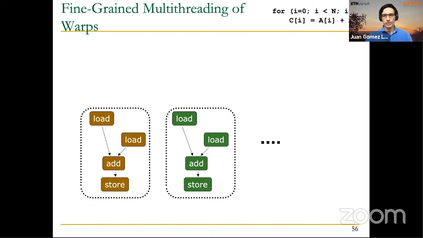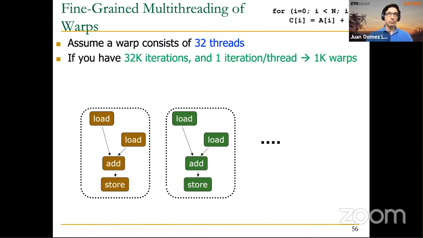And now we are going to see more in detail how these threads, when they are grouped into warps, are executed onto the hardware. So first of all, we assume from now on that a warp consists of 32 threads. For example, recall this vector addition code that we are using as a running example throughout the previous lecture and this lecture. Imagine that this n is 32k iterations, and we assign one iteration per thread. This means that we are going to need 1k warps, 1024 warps.